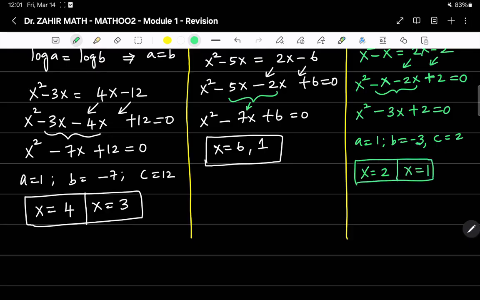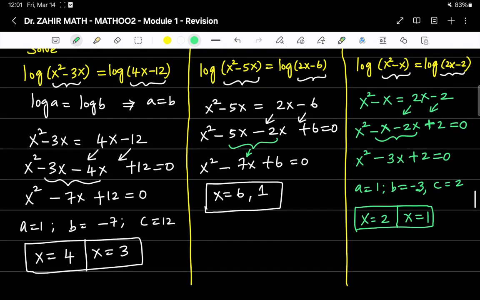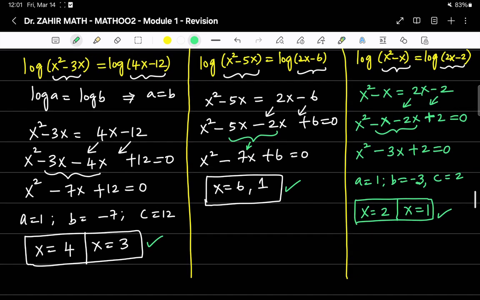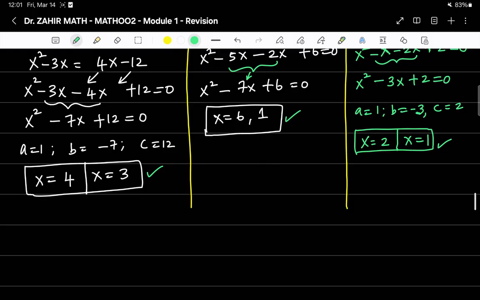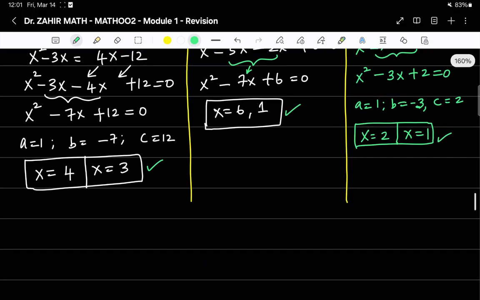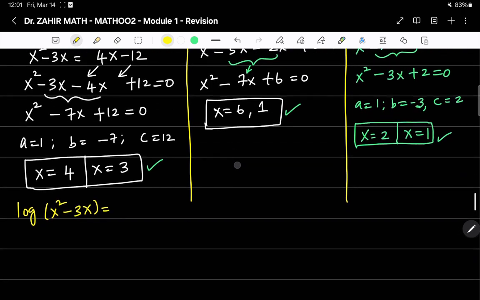Most of your solutions are not correct. What do I mean by correct? In logarithmic equations, after you get the solution, you need to make sure whether these answers are correct or not. Can we take them as a final solution or not? You need to do some extra steps. What is the step? I'll tell you. What is your equation? The question is log(x² − 3x) = log(4x − 12).